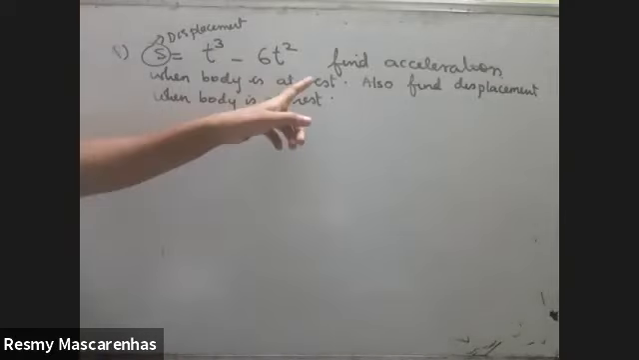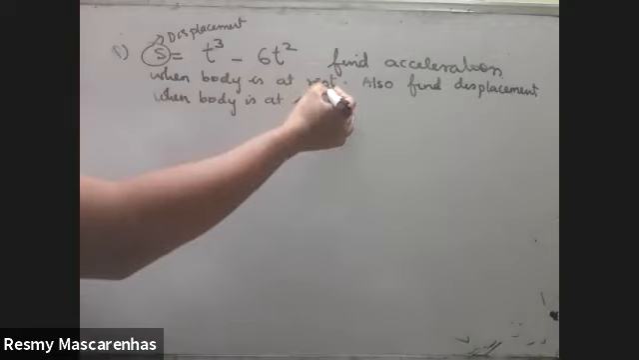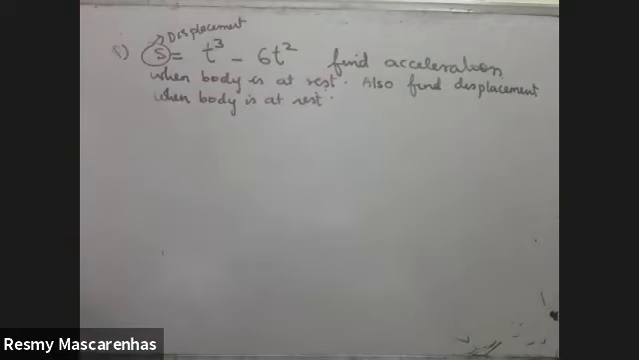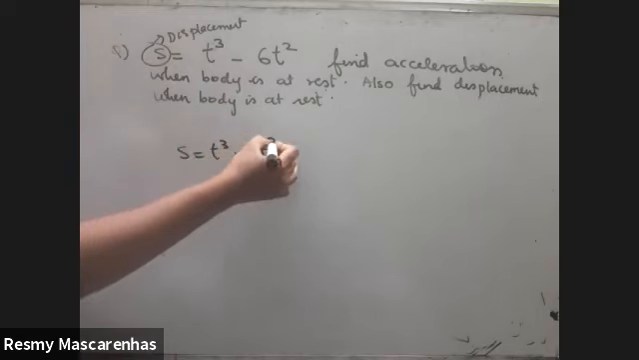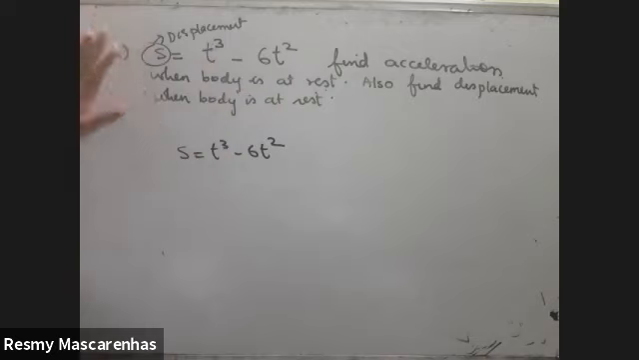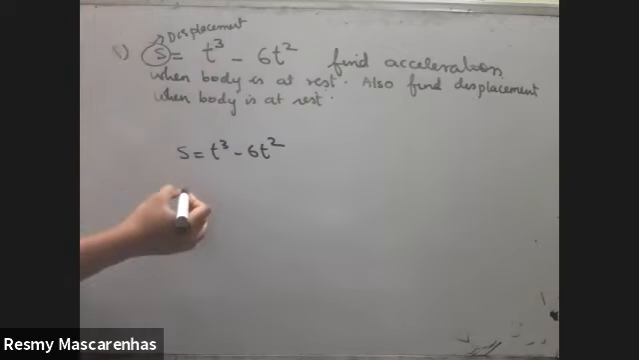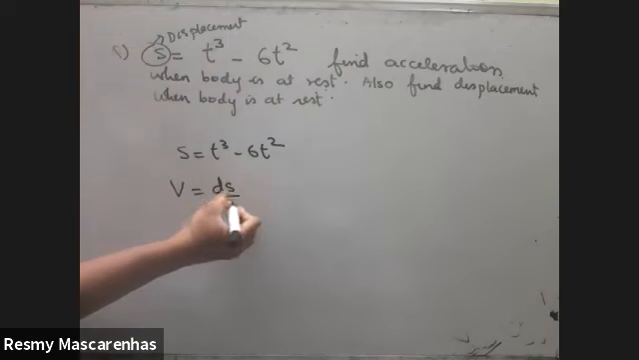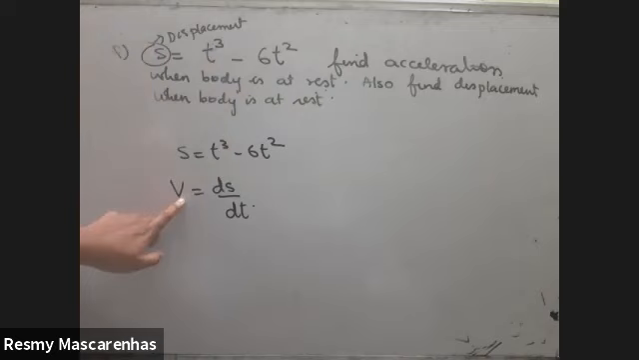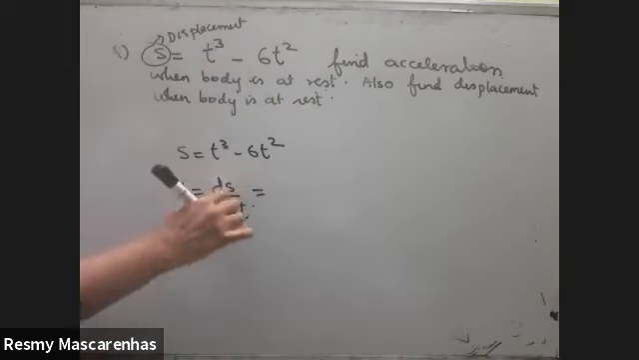So whenever body is at rest means when velocity is 0. But before that, we'll first find velocity. Given any distance, you can always find velocity. What is the formula? V is always ds upon dt. This you already know. What is velocity? Change in distance upon time. So differentiate this. Ds upon dt we got.